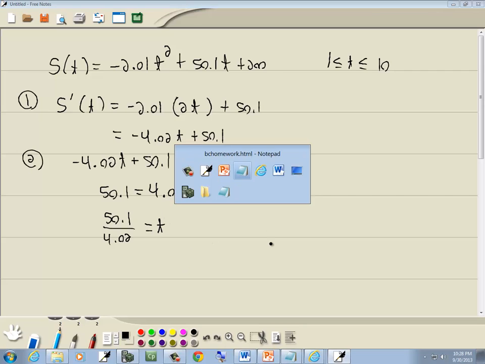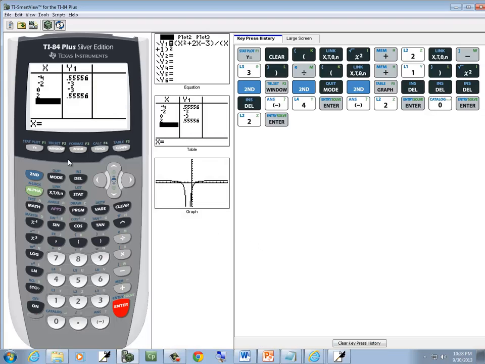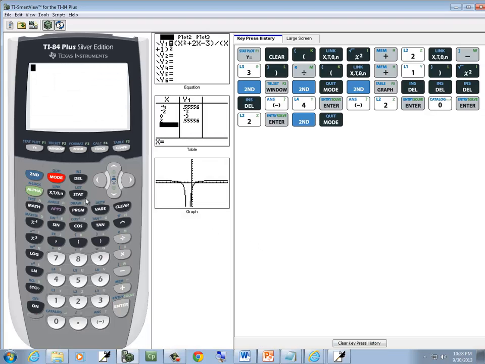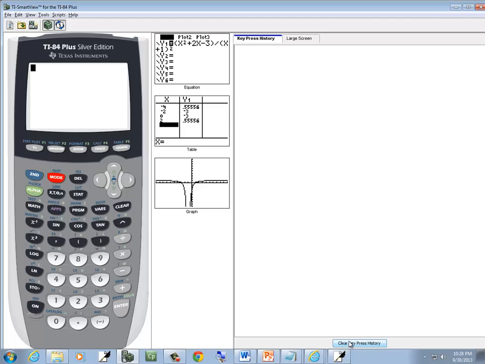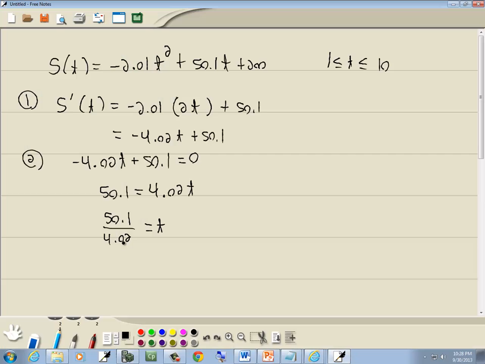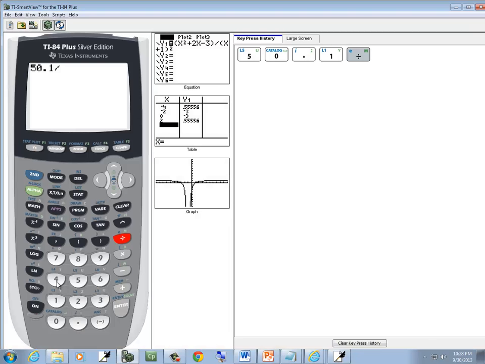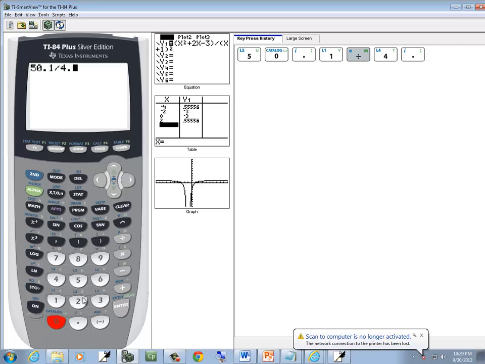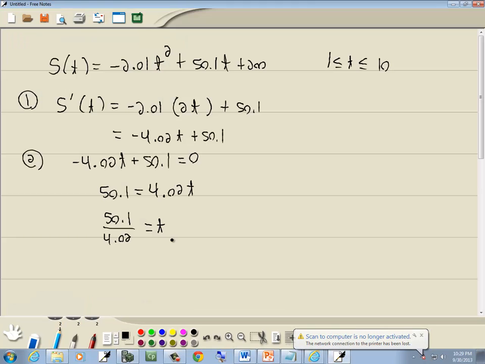Well, let's plug this into our calculator and see what that gives us. So I'm going to do second mode, exit out, or whatever I'm in. Okay, got 50.1 divided by 4.02. Get 12.5.